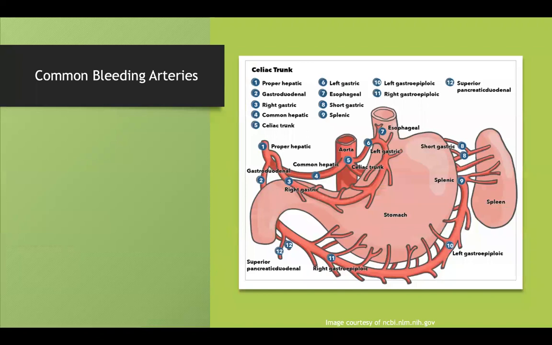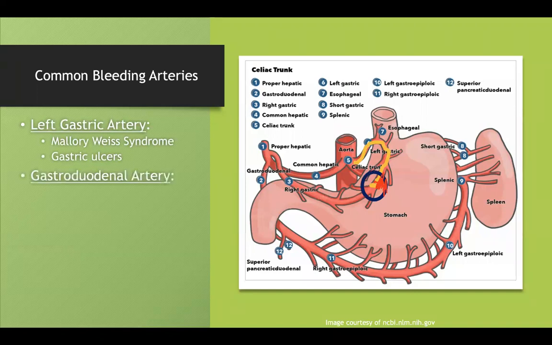I'm going to go over the 2 arteries you really need to know in this area that bleed a lot. The left gastric artery can bleed in Mallory-Weiss. We'll talk about peptic ulcers as well. It can bleed if you have a gastric ulcer, so that can all cause bleeding. And just while we're here, I wanted to let you know that the gastroduodenal artery can bleed profusely if you have a ruptured posterior duodenal ulcer. So if you imagine an ulcer right in this area, that can bleed and cause really, really bad bleeding.